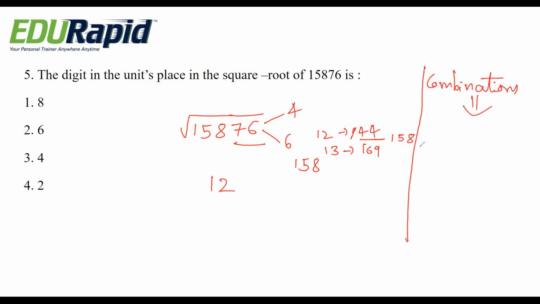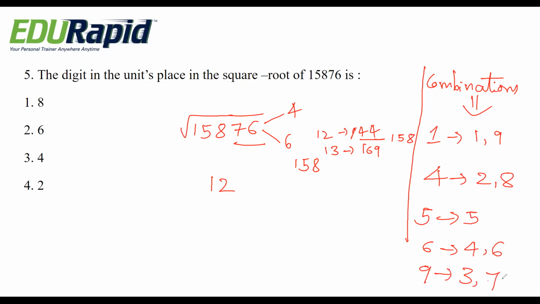For numbers ending in 1 or 9, the root usually ends in 1 and 9. For 4 it is 2 and 8. For 5 it is 5, for 6 it is 4 and 6, and for 9 it is 3 and 7. This is the standard combination of the square root's last digit. It ends in either of these two numbers.